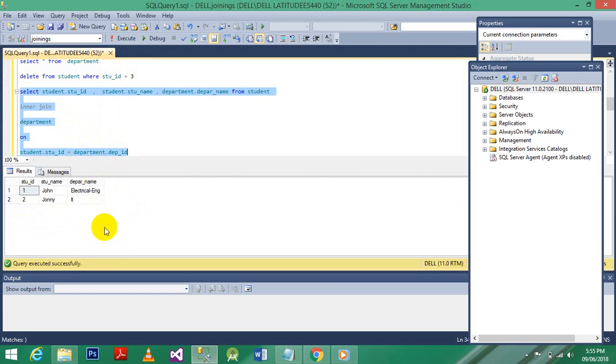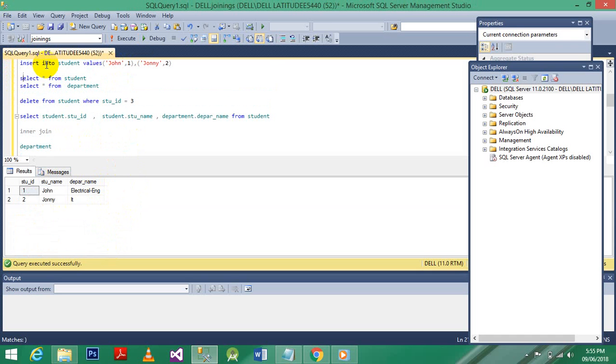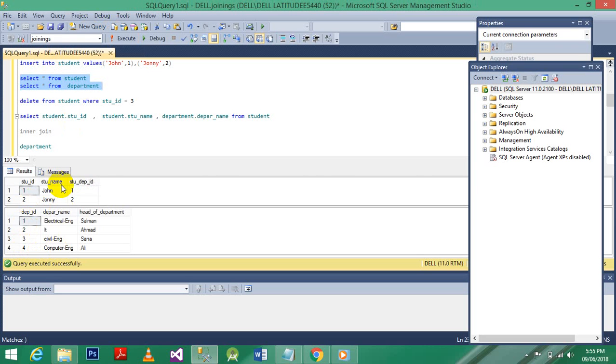So look, it shows only the similar data. Look here, we have that data from the student table and that data from the department table. So inner join just retrieves the similar data.